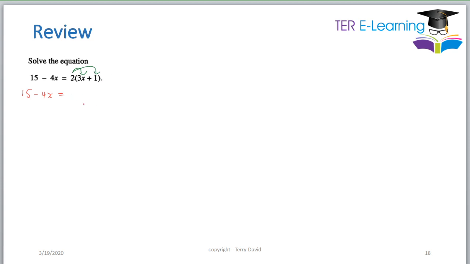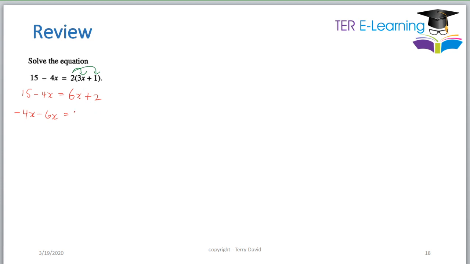So when I multiply 2 by 3x, I'm going to get 6x, and 2 by plus 1 will give me plus 2. Alright? Now, we have options here. We can carry all the x's on the left hand side or carry everything on the right hand side. It's up to you. Alright? So I'm going to carry all the x's on the left hand side. So this is going to be minus 4x. I have plus 6 here, so this will become minus 6x.